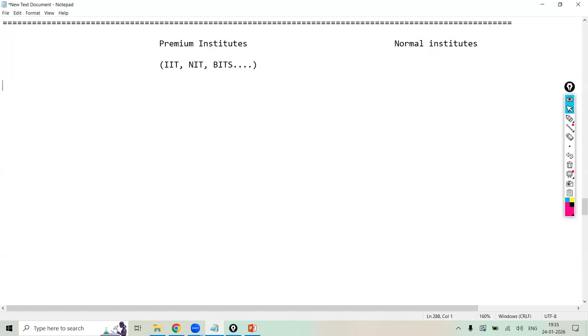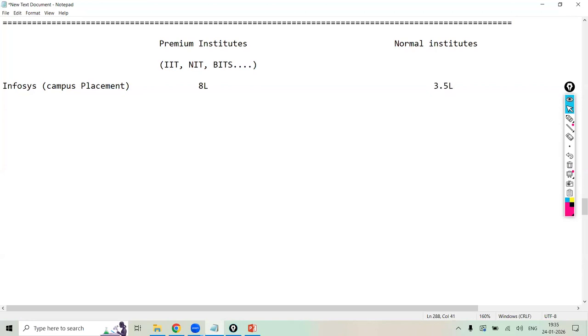Now assume Infosys is a company name, and Infosys has gone for campus placement. When it goes for campus placement in the IITs, NITs, or top premium colleges, the package they offer is 8 lakhs or so. And when the same Infosys goes to the normal institutes, they give a package of 3 to 3.5 lakhs.